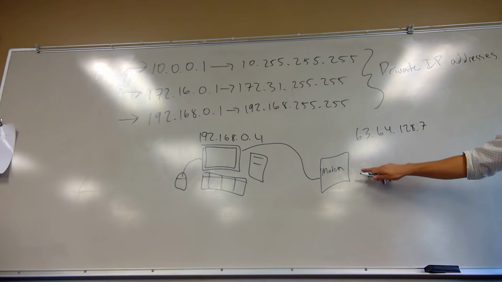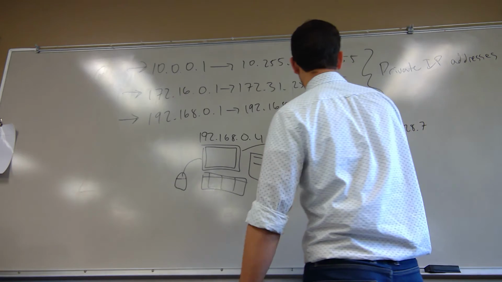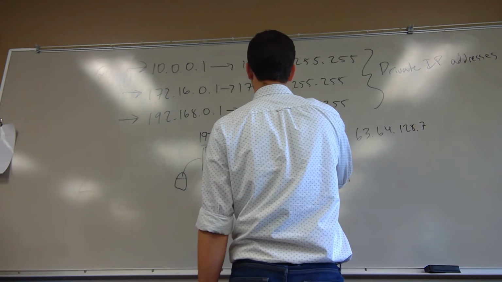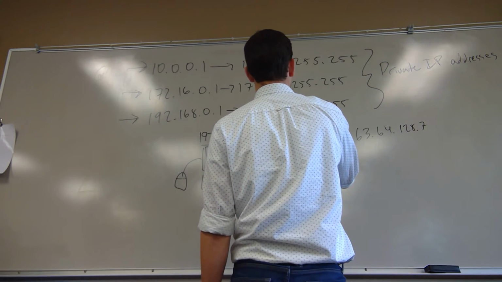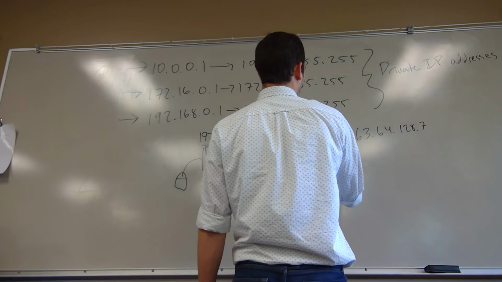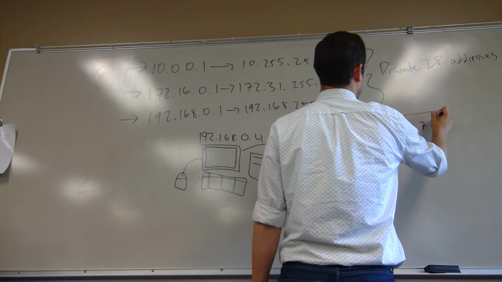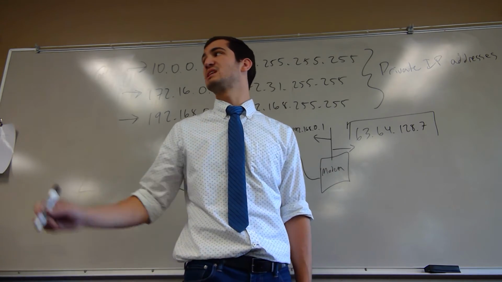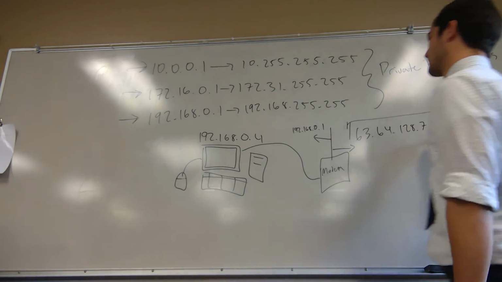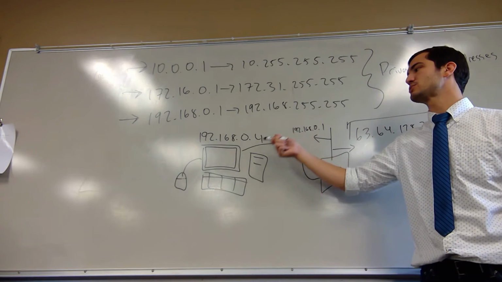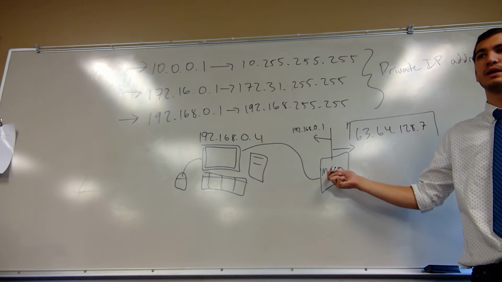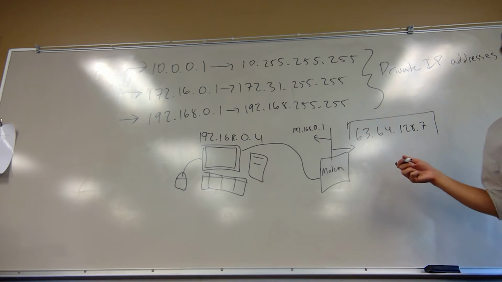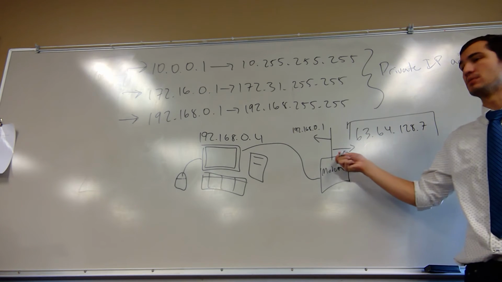So your modem also has an IP address. Actually, it has two IP addresses. One is facing your house, which is 192.168.0.1. One facing the internet, which is this right here. Does that make sense? Instead of you having to memorize this number, they have an inward facing IP address for your computer to talk to the modem, and then it has an outward facing IP address so that the internet can talk to the modem.